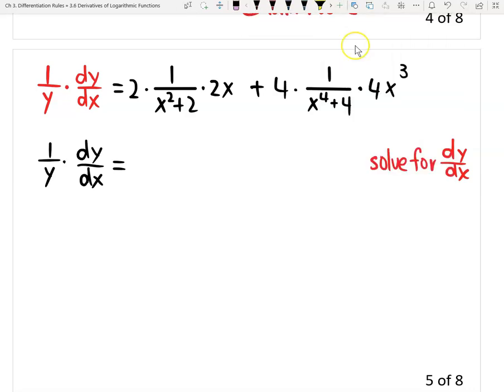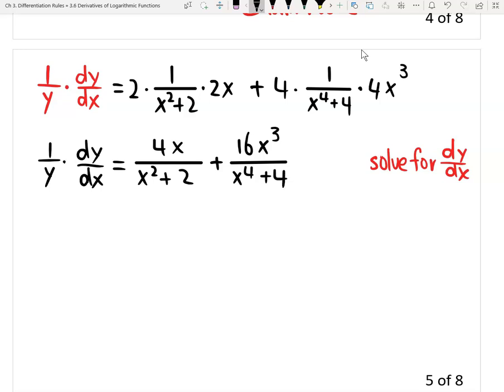Let me get this fraction. What is it? It is 4x this time. The bottom is x squared plus 2, right? And then plus another fraction. The top this time is 16x to the third power, right? The bottom is x to the fourth power plus 4. Okay, so now how to solve? And the y is there. We multiply y on both sides. Can you see? Times y on both sides, we get the solution.